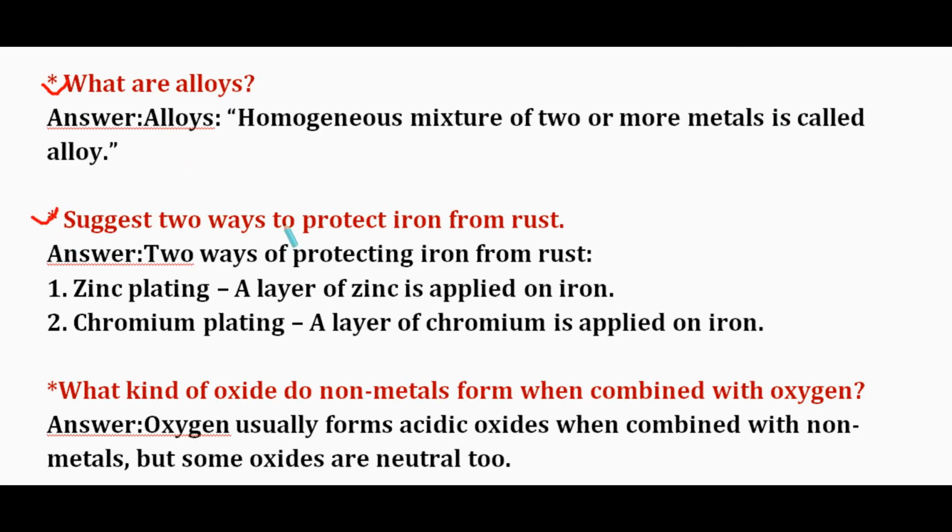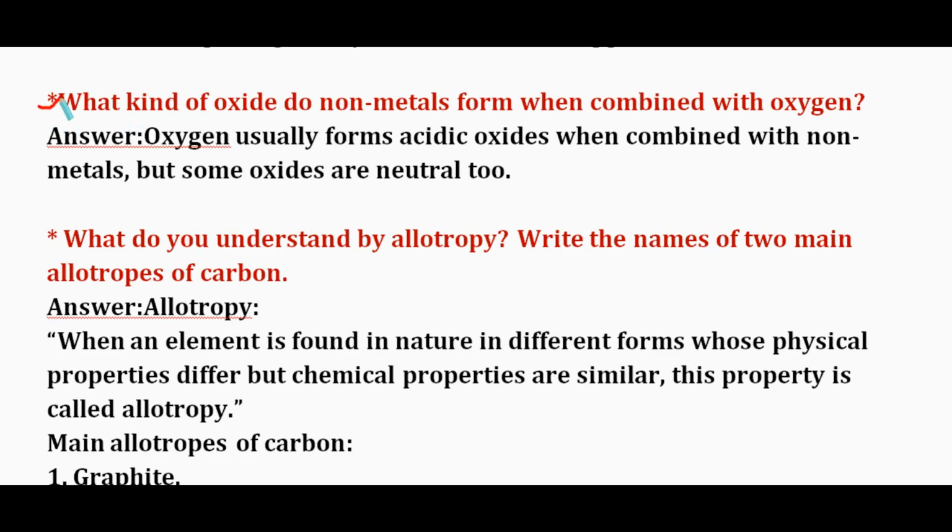Next question, suggest two ways to protect iron from rust. Two ways of protecting iron from rust: zinc plating, a layer of zinc is applied on iron; chromium plating, a layer of chromium is applied on iron. You can write another method to protect iron from rust. What kind of oxide do nonmetals form when combined with oxygen? Oxygen usually forms acidic oxides when combined with nonmetals, but some oxides are neutral too.